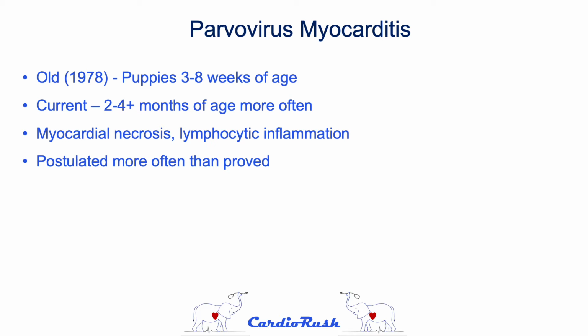Currently, when we see it, it tends to be in dogs 2 to 4 months of age or a little bit older, and they present with evidence of heart failure. There may be evidence of myocardial necrosis or lymphocytic inflammation on histopathology, and I think often the parvovirus as a cause for something that looks like dilated cardiomyopathy in a young animal is postulated more often than it's proven.